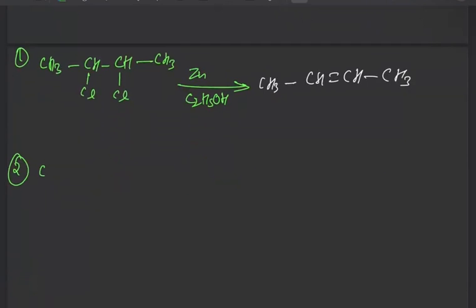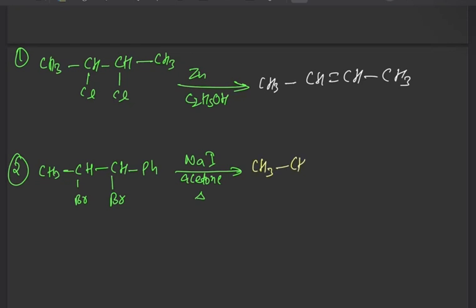So suppose one more example I am giving. Suppose there is CH and this is bromine, and CH and this is bromine, and this is Ph, and now I am giving NaI, acetone and heat. So what will be the product from here? What product should form here? Both bromines should be replaced. They should be eliminated actually, and there will be formation of this alkene. Clear?